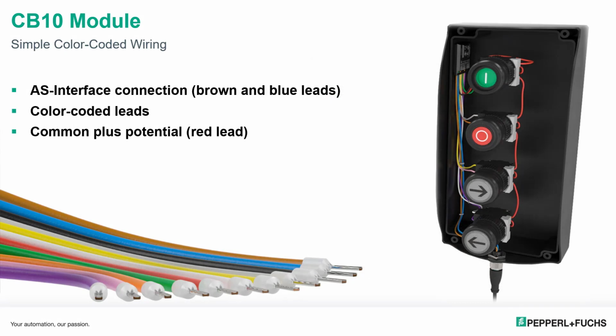The wiring is really simple. The ASInterface connection is through your brown and blue leads. You have color-coded leads for everything, which makes installation really clear. And you have a common red lead. You can see it on the right-hand side. It's looped through all of those push buttons in the box there.